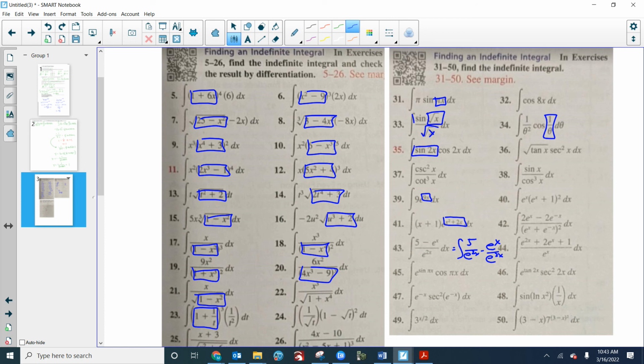Negative 1 over theta squared. Ooh, we're off by a negative. That's good. I like it. It's close. 36. Let u equal... Derivative is secant squared x dx. Perfect. All right, and so forth.